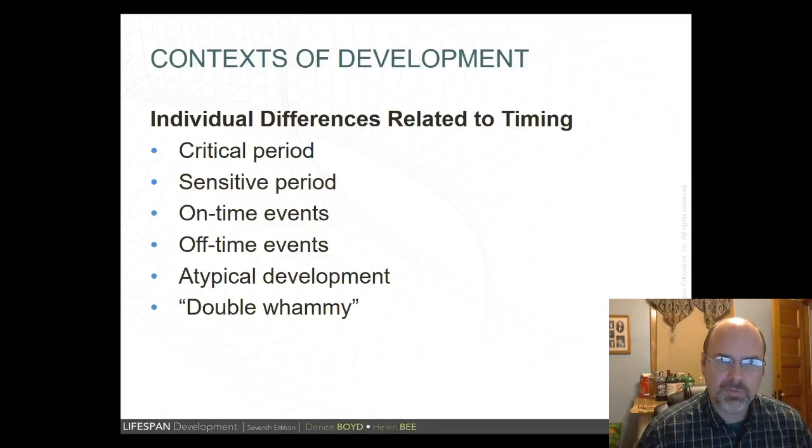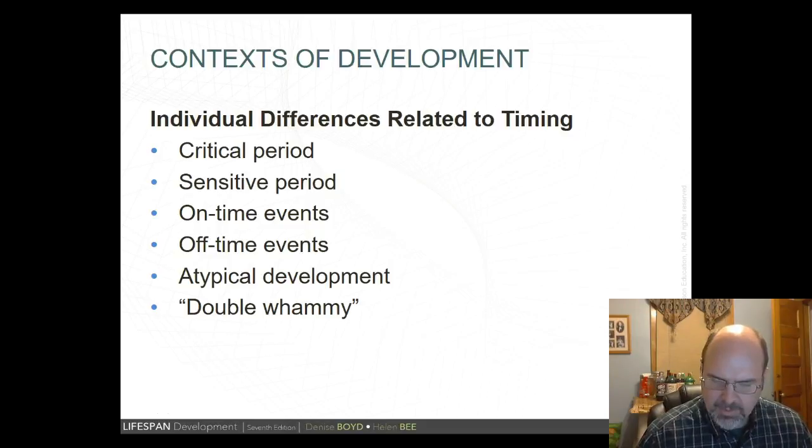If you look at individual differences related to timing, the critical period, if you imagine ducklings, the following instinct. Within 15 hours of them being born, they need to follow something, otherwise they lose that following instinct, which is crucial for their survival. The sensitive period is like how an infant is treated can affect how they bond to adults. On-time events and off-time events can affect timing. Atypical development is like abnormal development.